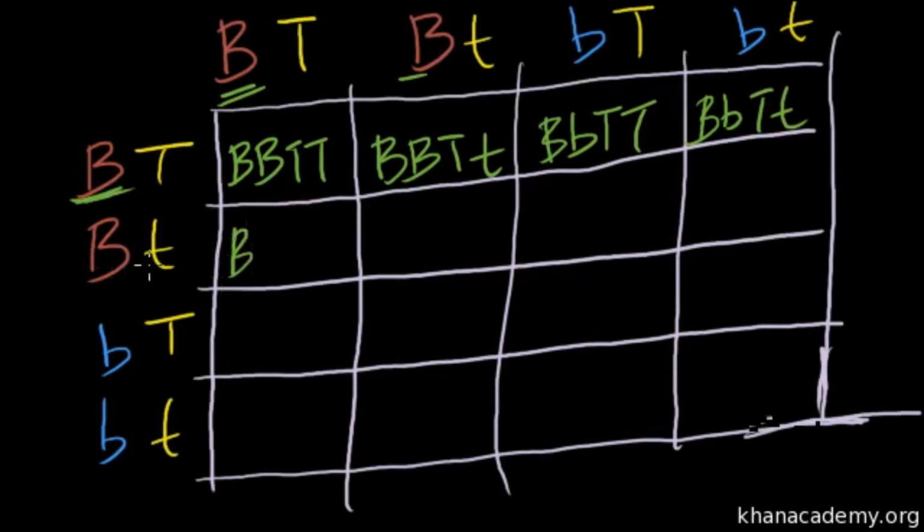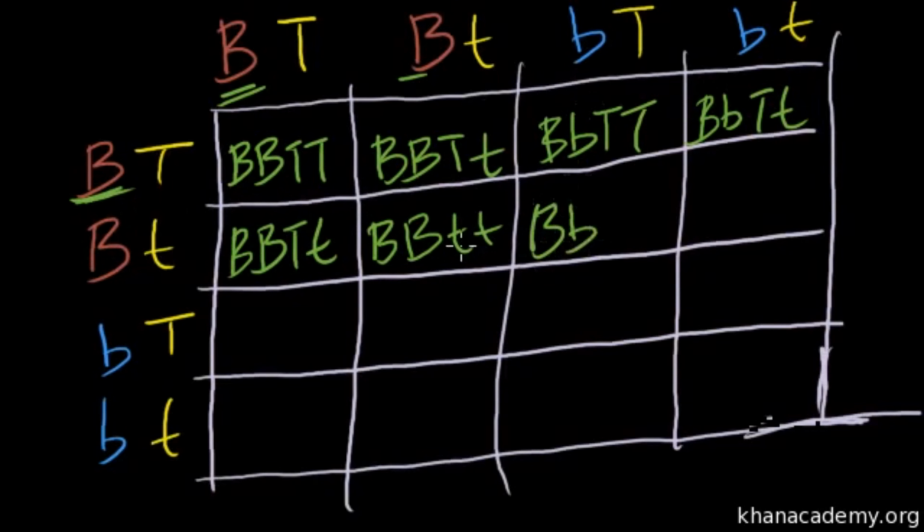So capital B from here, capital B from there, capital T, lowercase t from here, capital B from each, and then lowercase t from each. You have a capital B and then a lowercase b from that one, and then a capital T from the mom, lowercase t from the dad. I hope you're not getting too tired here. And so then you have a capital B from your dad, and then a lowercase b from your mom, 2 lowercase t's. Actually, let me just pause and fill these in because I don't want to waste your time.